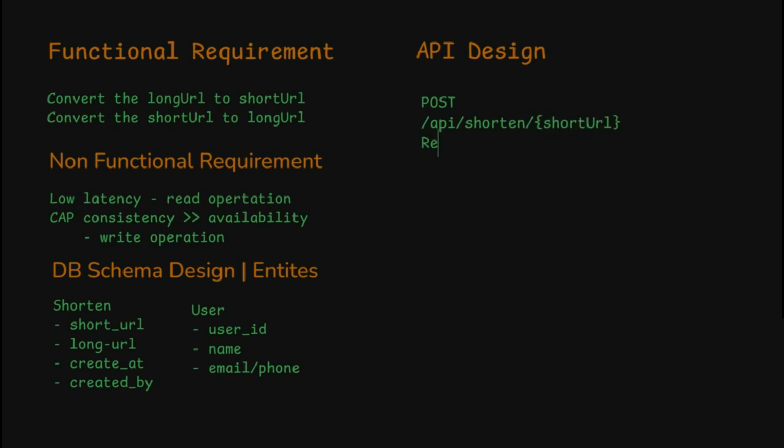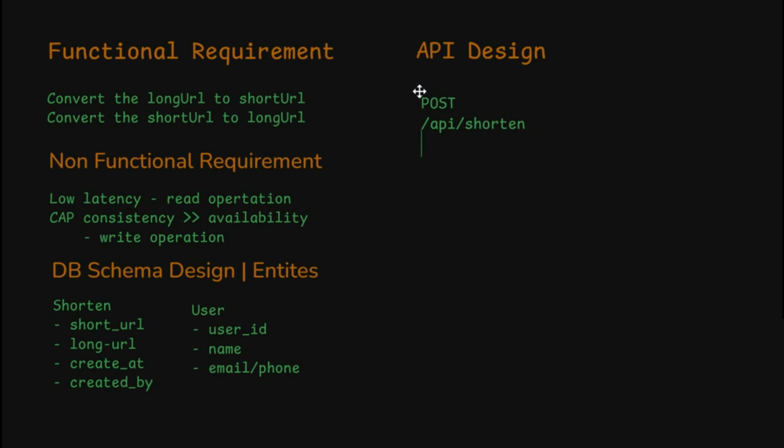For generating the short URL from the long URL, we must have the POST API, and the structure of the POST API would look like this, where we have the API and we are generating the short URL. We need to pass the long URL here.